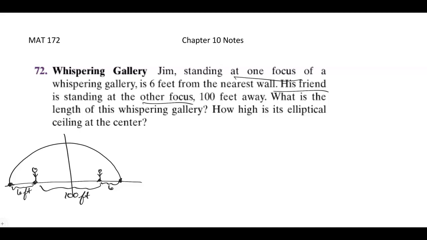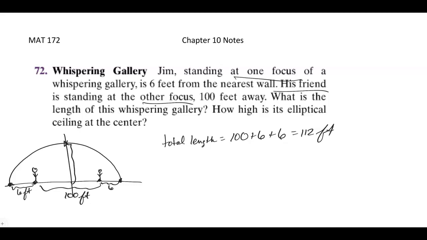So the first part of the question is asking what's the total length of the gallery? Well, we've got 100 feet between them, plus 6 feet from Jim to the wall, plus 6 feet from his friend to the wall. So that's going to be 112 feet. And then they're asking us how high is the elliptical ceiling? So what is this distance here? So that's what we're going to figure out.